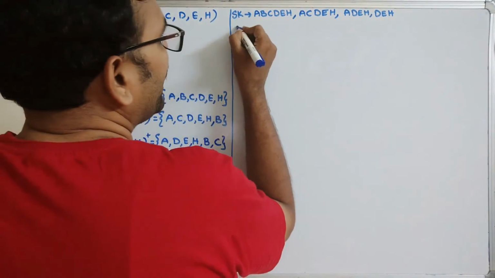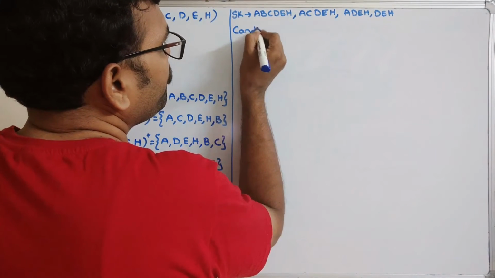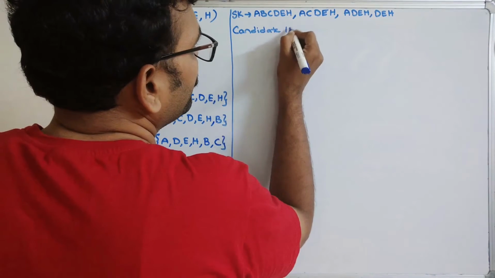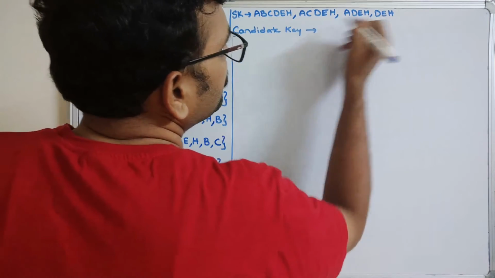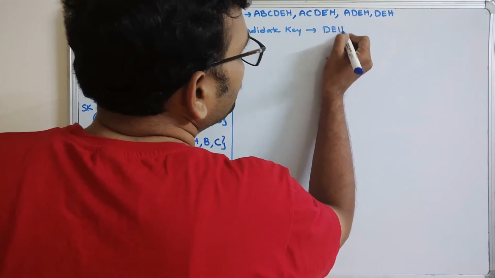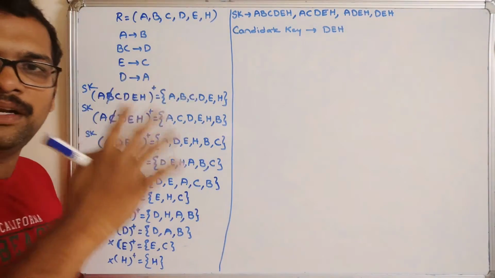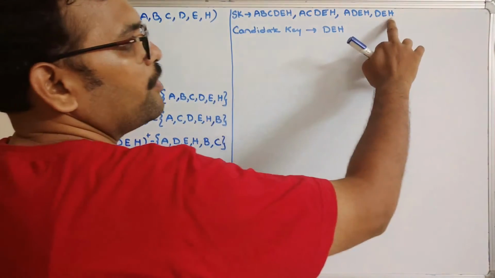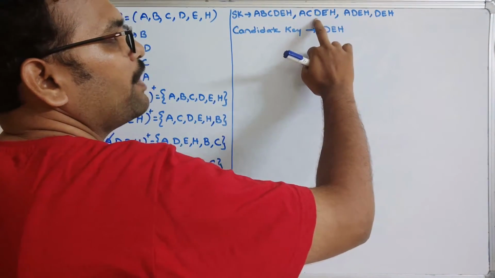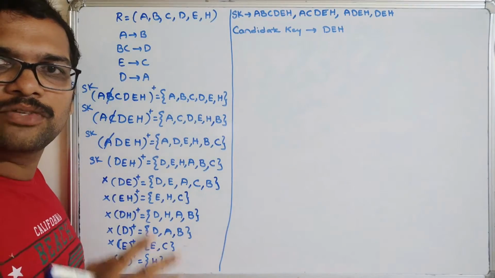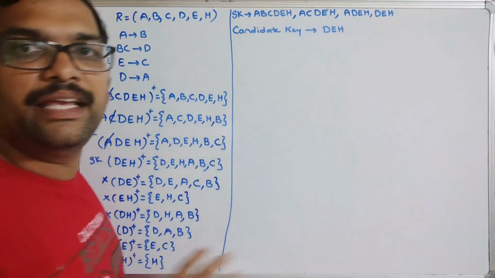From this, the candidate key is D, E, H, because this is a minimal set. Among these, this is the minimal set because this has only 3 attributes, this one 4 attributes, this one 5 attributes, and this one 6 attributes. So the minimal set of super key is DEH.